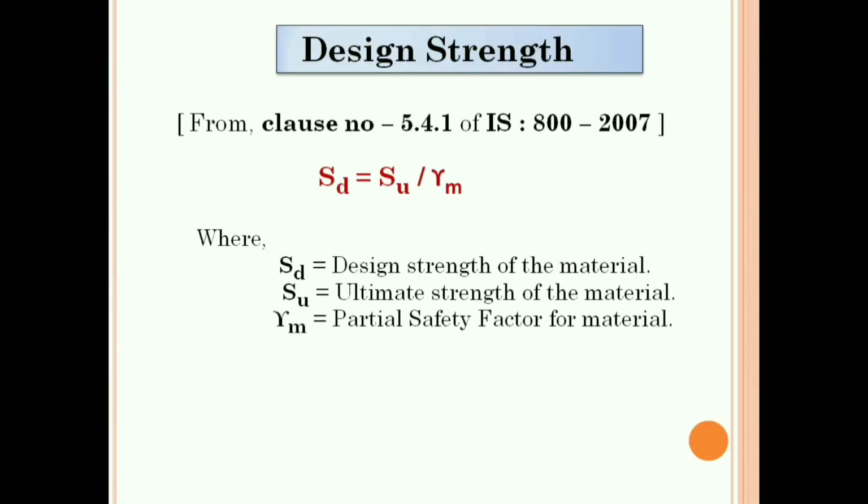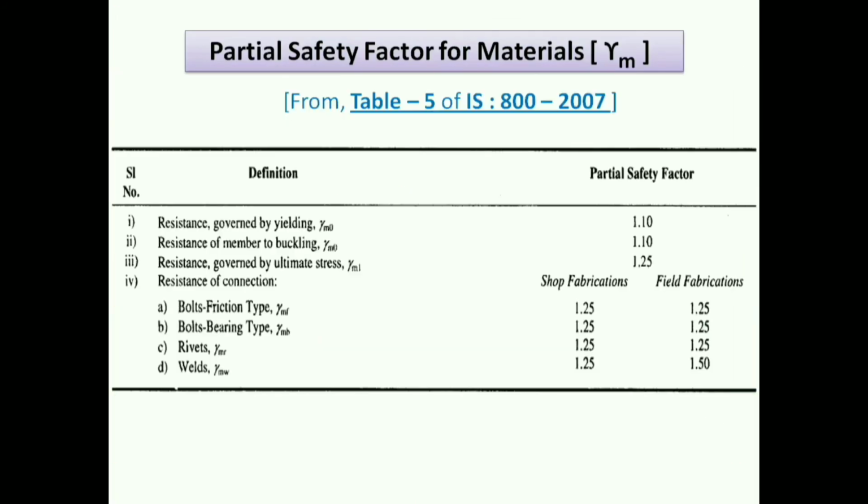Here we can see a formula, fD is equal to fU by gamma M, where fD means design strength of the material and fU means ultimate strength of the material, and gamma M is equal to partial safety factor for material. And this formula is from clause number 5.4.1 of IS 800/2007. Here we can see a table, that is table 5 of IS 800/2007, where we can get the partial safety factor for material gamma M.